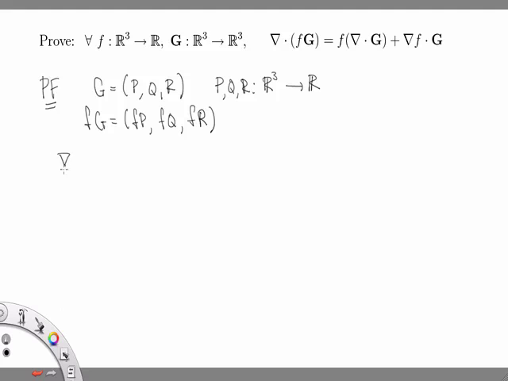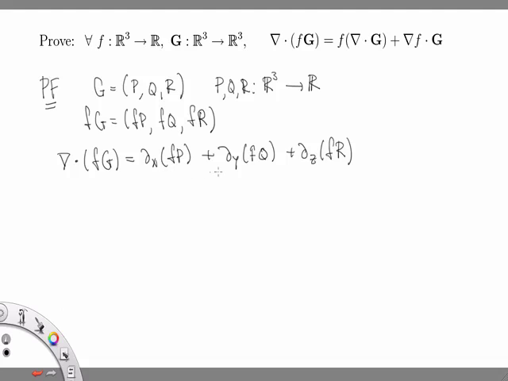So now we can take the divergence of this vector field fG in the way we would take the divergence of any specific vector field. So I'm going to take the partial with respect to x of the function fP and add it to the partial with respect to y of fQ, and then add the partial with respect to z of f times R. Okay, so whatever f and P, Q, and R happen to be, the divergence of f times G is going to be this function.